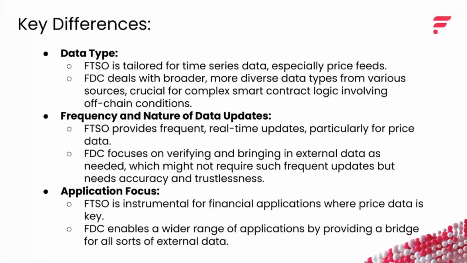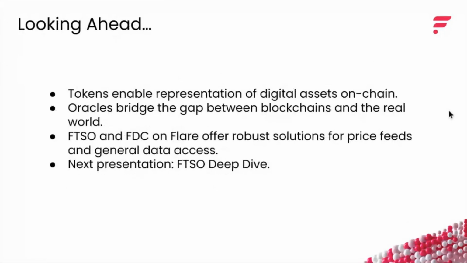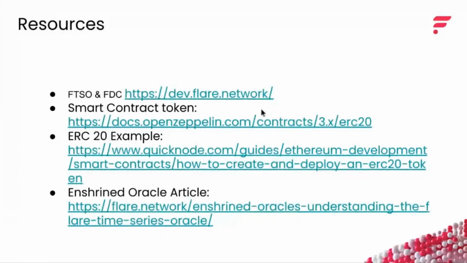So hopefully this gives you a view of, number one, how Flare is different. It's not relying on these third-party oracles that are out there. It's including them in the network in an enshrined oracle, which I'll link you in our article to understand if you want to know more about what enshrined means, which basically means it's built into the network. We talked about oracles here, tokens, and how FTSO and FTC are different. And I'll link these in the chat for everybody.